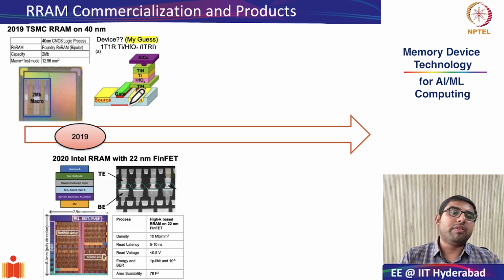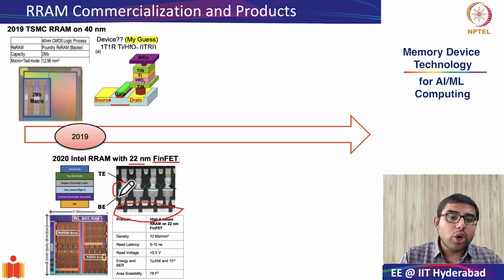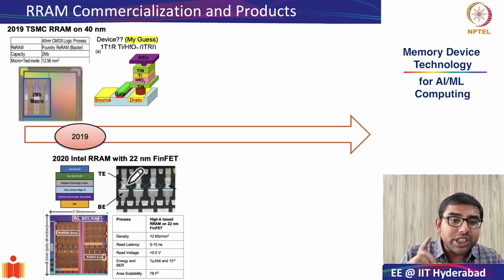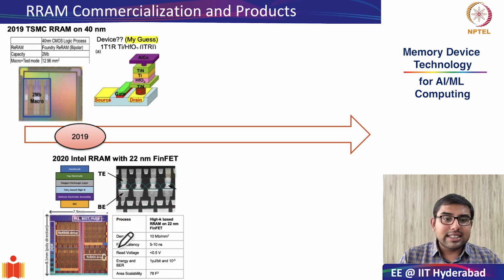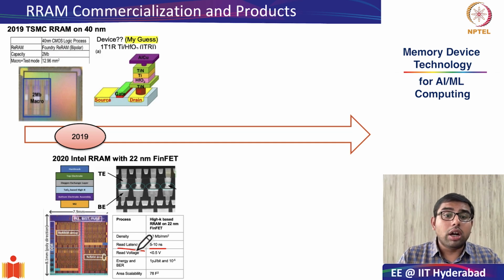In the next year itself, Intel also produced their first RRAM, which was integrated with their 22 nanometer FinFET. So the front end of the line was the 22 nanometer FinFET, and at the top metal layers, they had integrated the RRAMs. What was very special about this implementation is that the read latencies were very tiny, and also the read voltages and therefore the power consumption were very low. This is because these RRAMs were integrated on low power FinFET technology nodes.